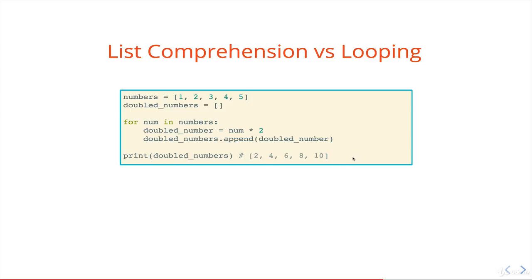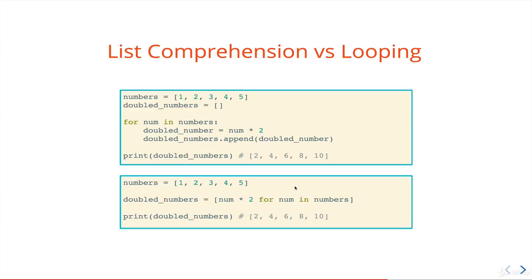But using a list comprehension, we can do it in a single line. So we have our numbers list, and then all we have to do is write list brackets, num times 2 for num in numbers. And Python takes care of the rest. It generates a new list with 2, 4, 6, 8, and 10. So we can do the same thing, it's just a lot more concise and definitely preferable, it's just better than this example. So it's really helpful stuff. Let's look at a couple more examples.